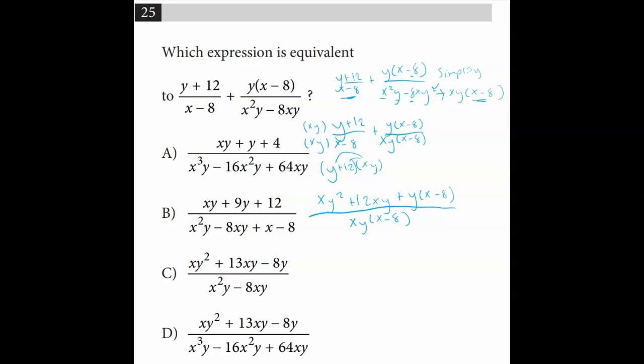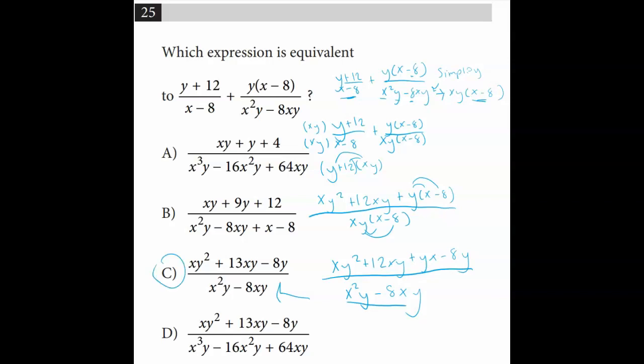And so even then, it looks like we need to de-simplify it and distribute this y and distribute this xy for the numerator and denominator. So we would get xy squared plus 12xy plus yx minus 8y. And if we did that on the bottom, we'd get x squared y minus 8xy. And even then, looking at the denominator, I can see that C is the only one with it. So this is likely my answer choice.